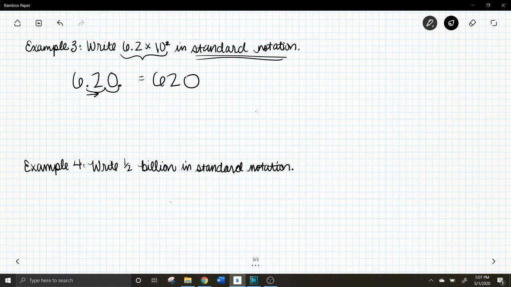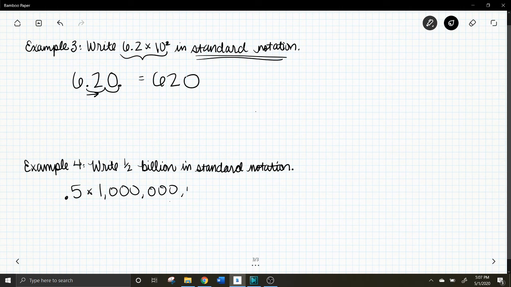Now the next one is a little harder. It says write 1/2 billion in standard notation. So first of all, let's think of 1/2 as a decimal, and we know that 1/2 as a decimal is 0.5 or 5 tenths. And so we're going to do 1/2 times a billion to just sort of visualize what we're doing here. So what is half of a billion? Half of a billion is 500 million.